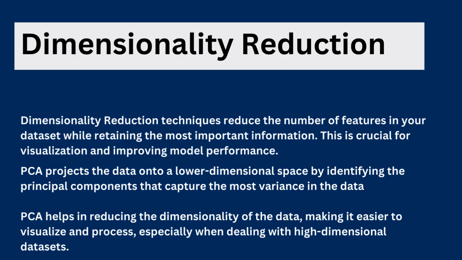It transforms the data into a new coordinate system, where the greatest variance by any projection of the data lies on the first axis, called the first principal component, the second greatest variance on the second axis, and so on. PCA projects the data onto a lower dimensional space by identifying the principal components that capture the most variance in the data. PCA helps in reducing the dimensionality of the data, making it easier to visualize and process, especially when dealing with high-dimensional datasets.